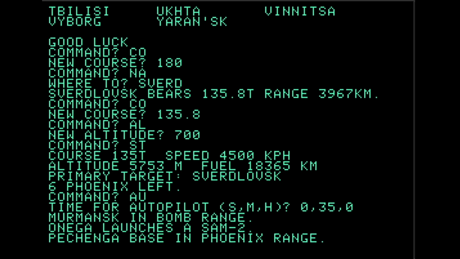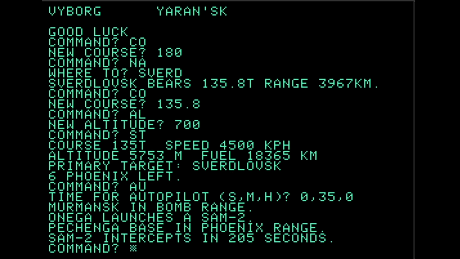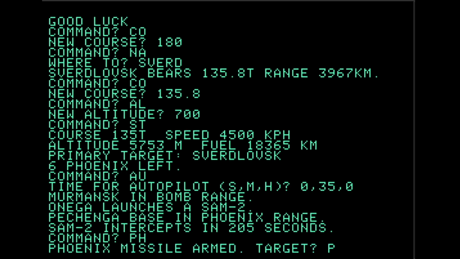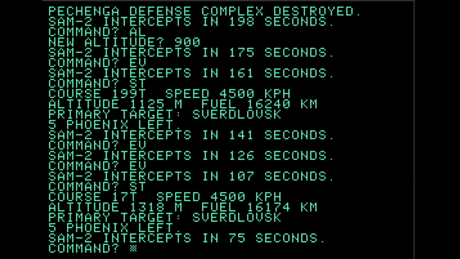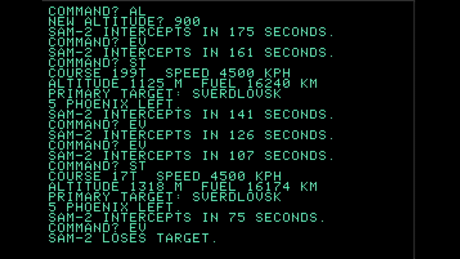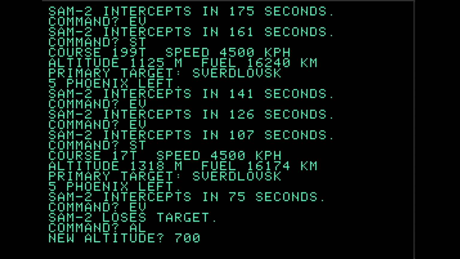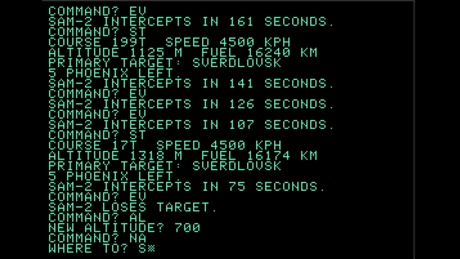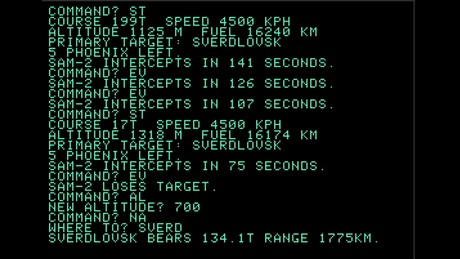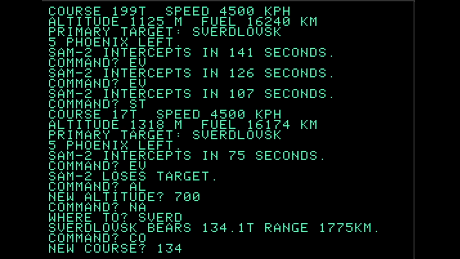Okay, so we could bomb Murmansk and leave. Since we're within range of Pechenga, I'm going to go ahead and take it out. Even asking for status. There we go. Thank goodness. Okay, so we're going to drop our altitude back down to 700. And let's check where we are in relation to Sverdlovsk. All right, we're still pretty far away. I think we can autopilot for 15 minutes or so.